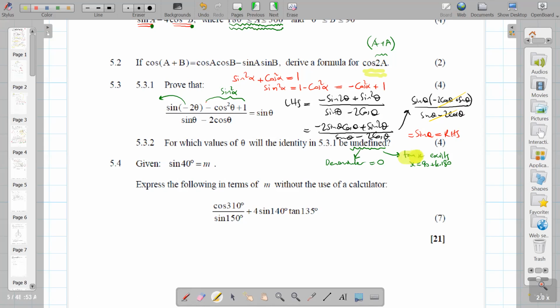So we will be looking at two things. When tangent exists, 90 plus k times 180 options are undefined. Or if there is no tangent, whenever there is a fraction, whatever makes the denominator 0 makes the expression undefined. So we take the denominator and equate it to 0. It's basically solving an equation: sine theta minus 2 cosine theta is 0.